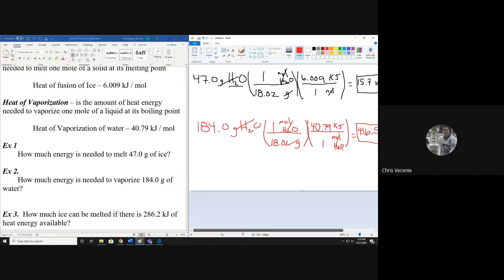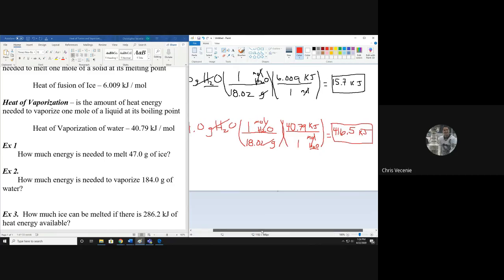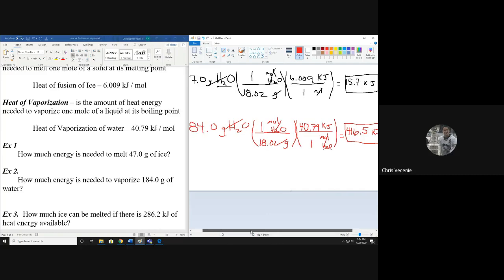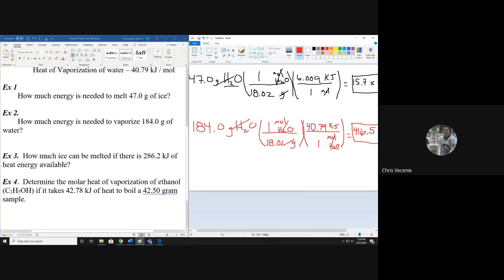In the second example, I had about 4 times as much water as I did in the first one. So that by itself would have made me have to expend a lot more energy to melt the bigger sample. All right, so those are 2 styles of problems you'll see: one using vaporization, one using that fusion number, which is melting. Numbers 3 and 4 show you the other 2 things we can do. So take a second, copy down example 3.